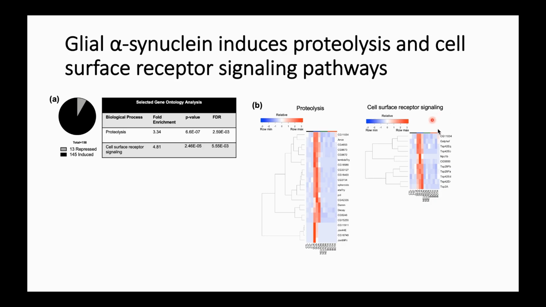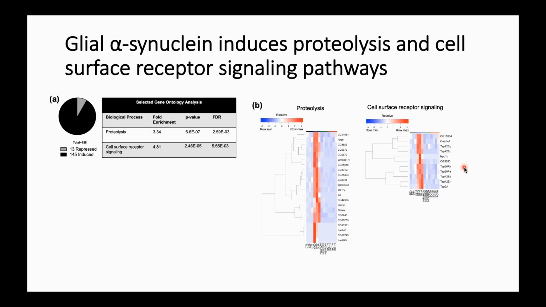These cell surface receptor signaling genes are also interesting. They include many tetraspanins, and these are genes whose human orthologs are specifically enriched in oligodendrocytes, which, if you remember from the beginning, are really the cells implicated in multiple system atrophy. So this tells us that our fly model of alpha-synuclein in glia is likely recapitulating some of the pathology of the human disease.